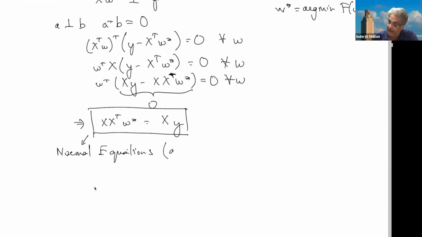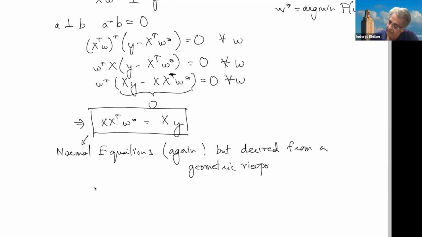But remember, finally, we get the same normal equations. Okay, we get this again. So not a surprise, right? We are solving the same problem. We get the same solution, but this one was derived from a geometric viewpoint. And again, reminding you, I have d plus 1 equations because XX transpose is a d plus 1 by d plus 1 matrix, and I have d plus 1 unknowns.